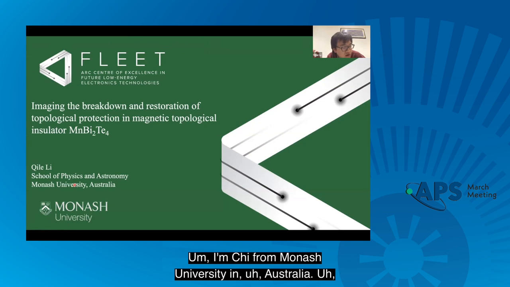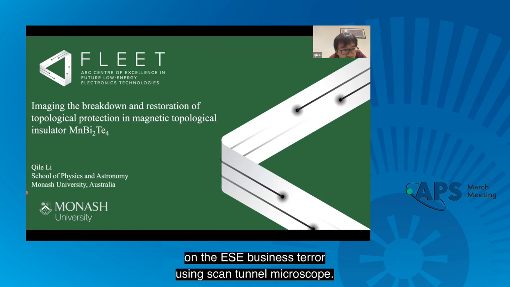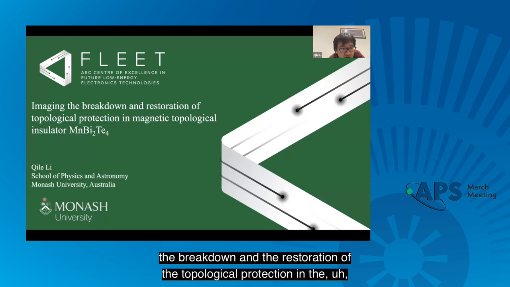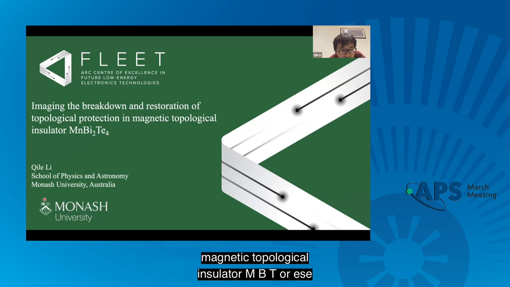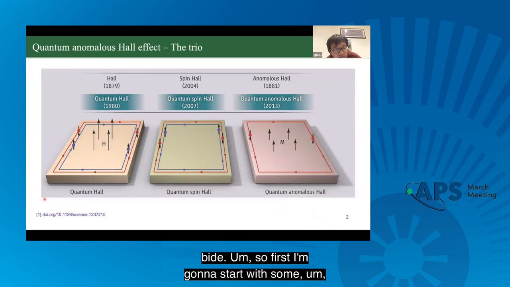Hi, everyone. I'm Kuile Lee from Monash University in Australia. Today I'm going to talk about our recent work on manganese bismuth telluride using scanning tunneling microscopy. The topic is imaging the breakdown and the restoration of the topological protection in the magnetic topological insulator MBT, or manganese bismuth telluride. First I'm going to start with a brief introduction to the quantum anomalous Hall effect.